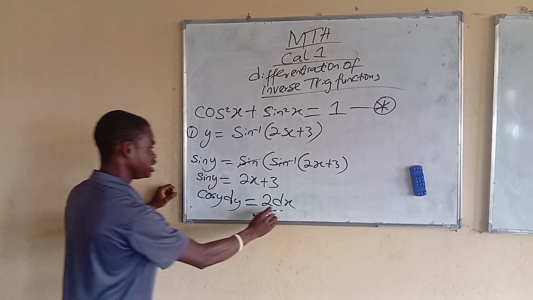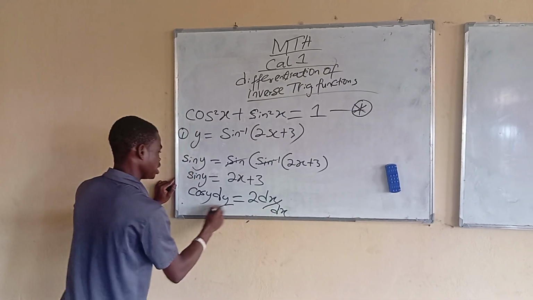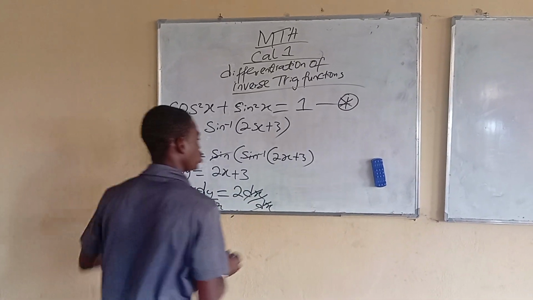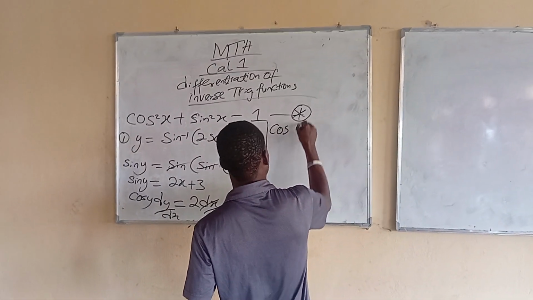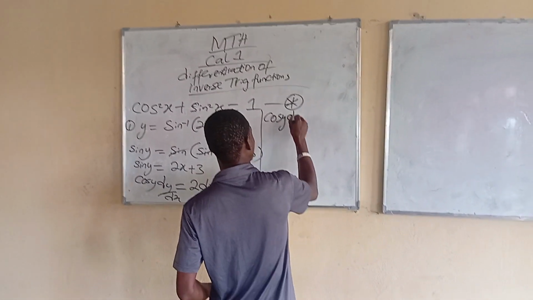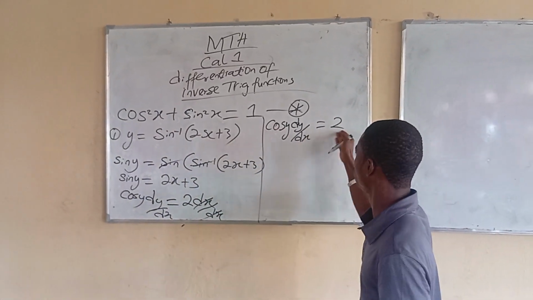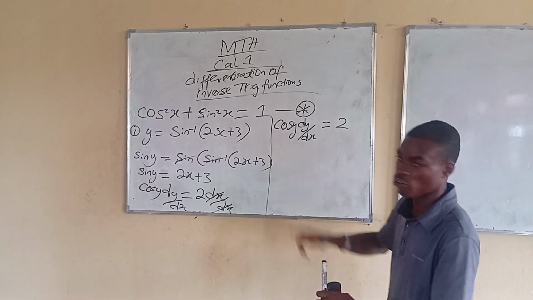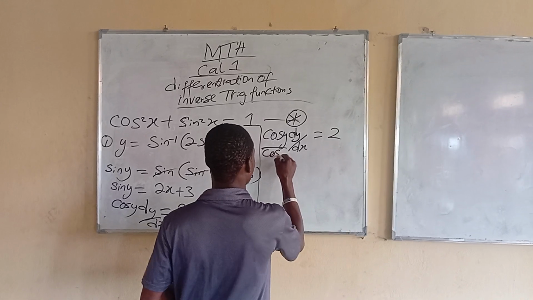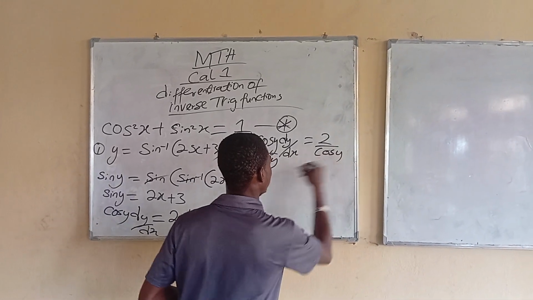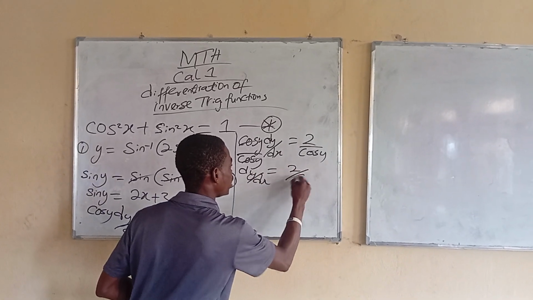Understood? So now, what's dy over dx? Now, finding dy over dx, you divide both sides by dx. So this should be gone, and you are going to get cos y dy over dx equals 2. Now let's take this to the other side. That's the next step, making dy over dx stand alone. That means divide both sides by cos y. This will cancel off, so your dy over dx equals 2 over cos y.